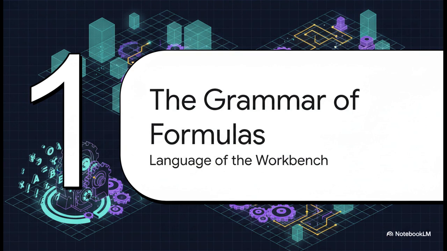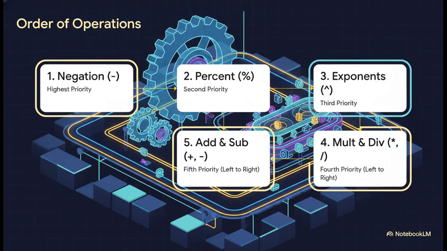Okay, so to really command this workbench, you've got to learn its language. And just like any language, it has a grammar, a set of rules that dictates exactly how it works. And trust me, this is the foundation for everything we're going to build today. So this right here, this is the grammar of Excel. Let's call it a mechanical processor. It doesn't just read from left to right like we do, no. It follows a super strict order of operations. First, it handles negation, then percents, then exponents, and so on.